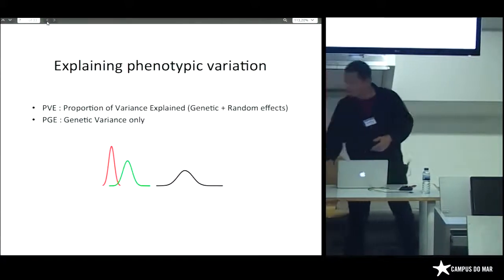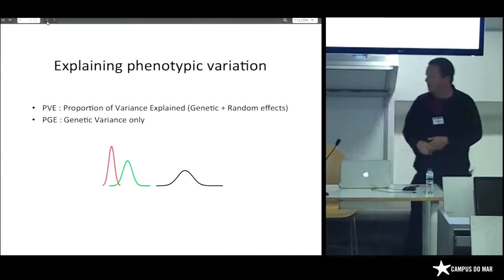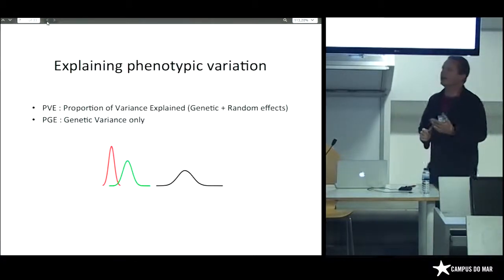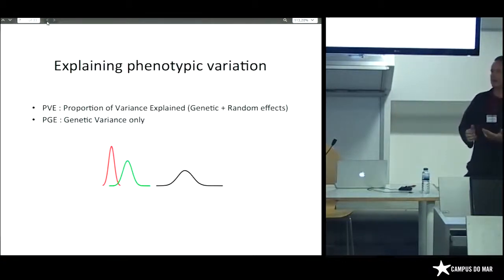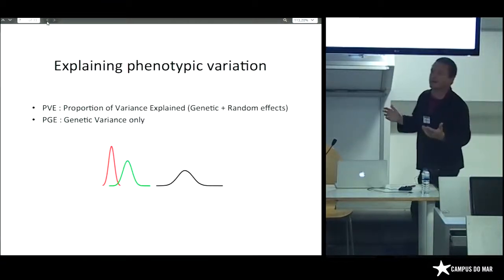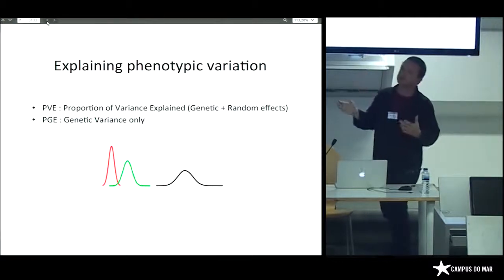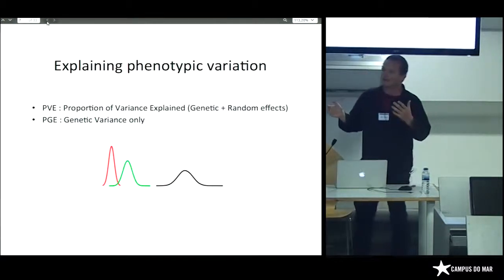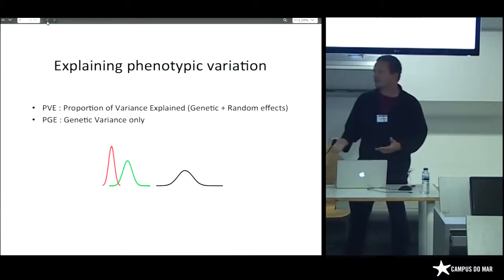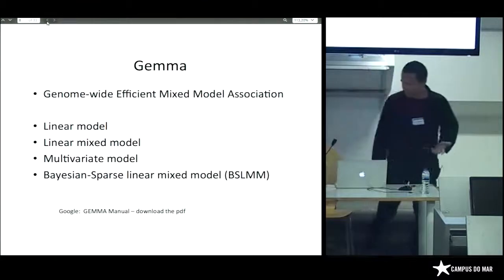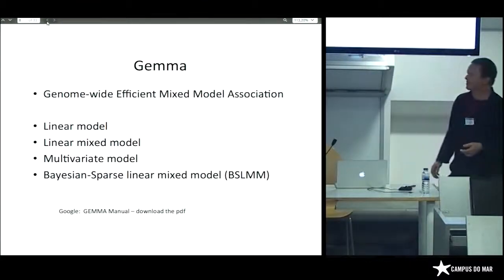Okay, and what we want to do is try and explain the amount of the variance in a phenotype that is explained by the SNPs that have an effect and any other random effects, which is all those other SNPs that have no effect. And we want to explain the amount that is just associated with those SNPs of large effect. So GEMMA stands for Genome-wide Efficient Mixed Model Association.